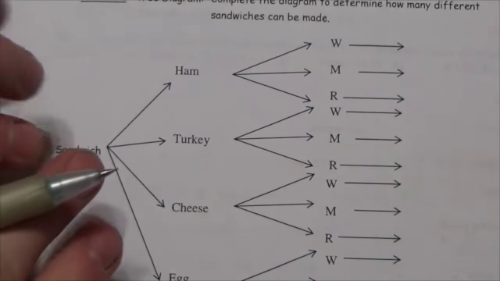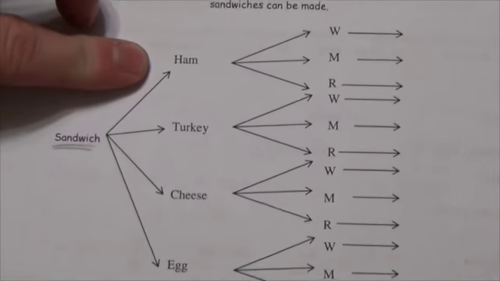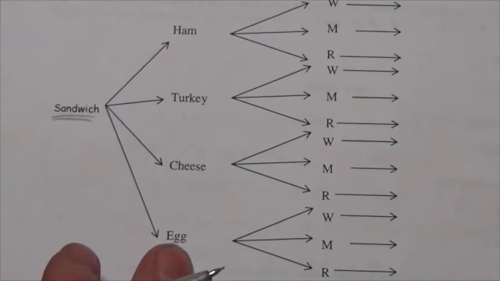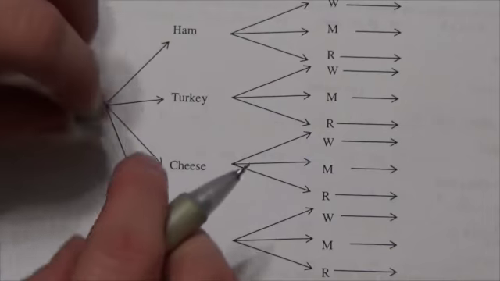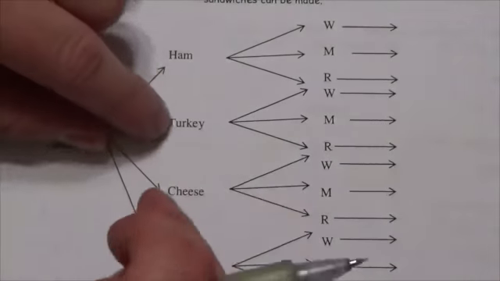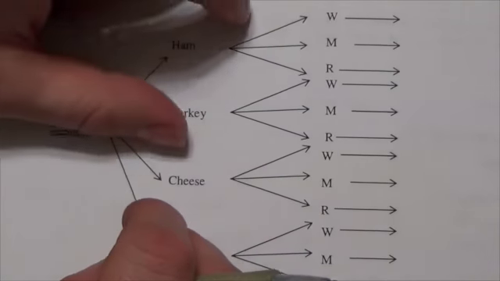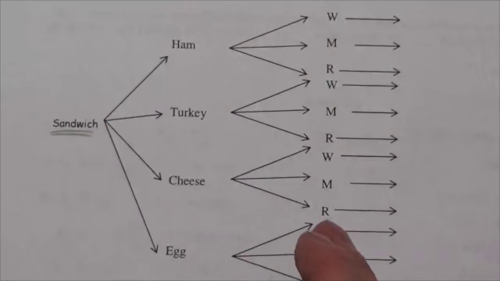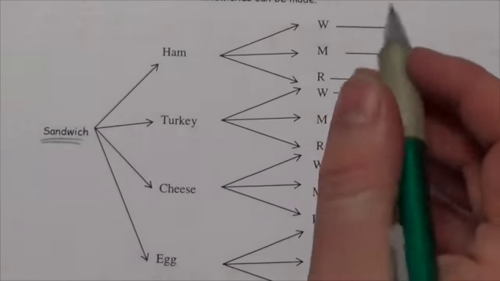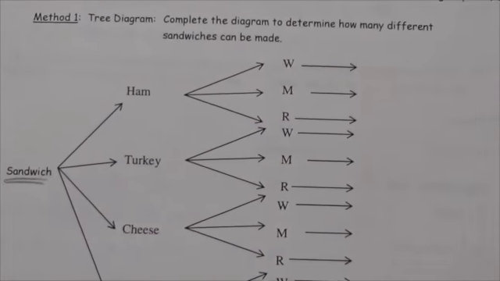So we have a choice. First of all, we could choose either a ham sandwich, turkey, cheese, or egg. Now from there, you can make a choice here, but we're going to just look at all possible choices. Here they are. Each one of these leads to another choice that has to be made. Do you want it on white bread, multigrain, or rye?